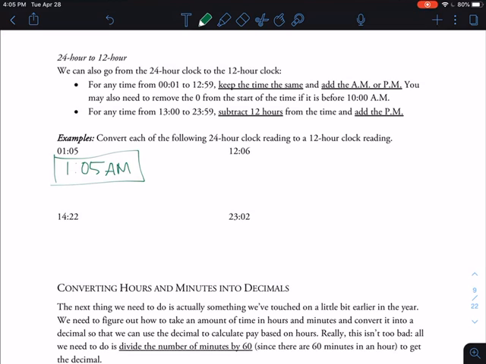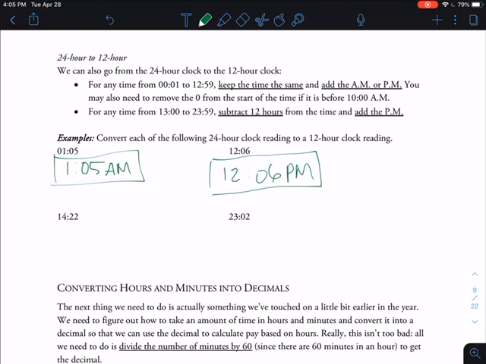All right, 12:06, also still before 12:59, so keep the time the same. Oh boy. And then add AM or PM. Now because this is after 12, after noon, it's going to be PM. And this is not before 10 a.m., so we don't have to remove any zeros. So there we go.